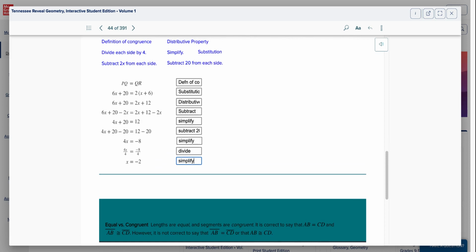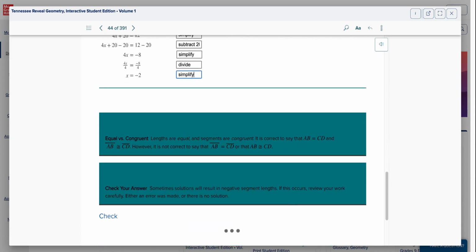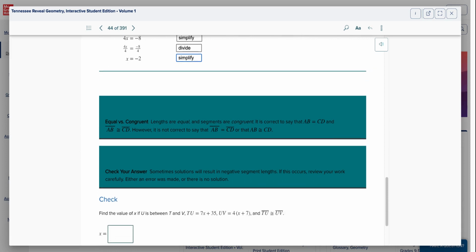All right. We don't do a lot of proofs anymore in Tennessee. They're not in the curriculum. So I'm kind of surprised by this one, but hey, I'm going to go with it. Equal versus congruent. All right. Lengths are equal and segments are congruent. I actually like that very much. That's very much true. Congruent means same length, same measure, same distance. All right, I like that.